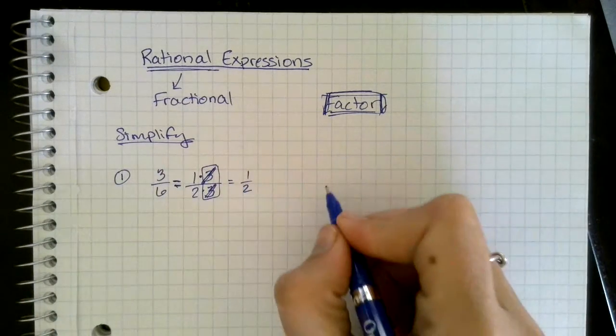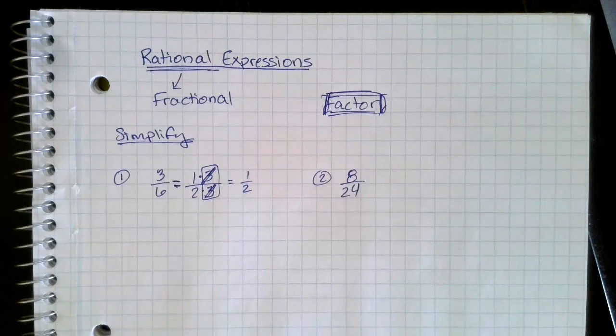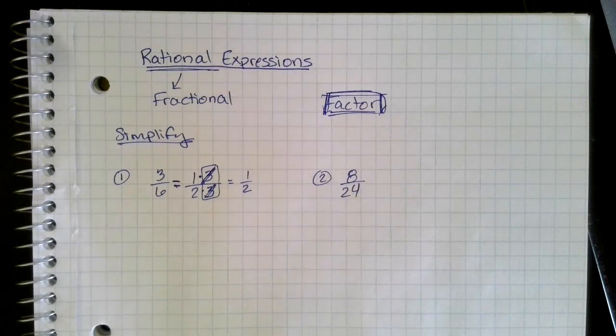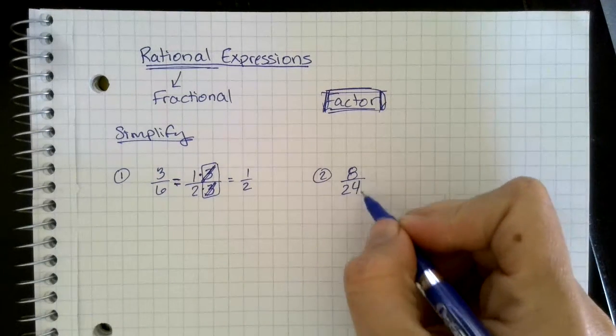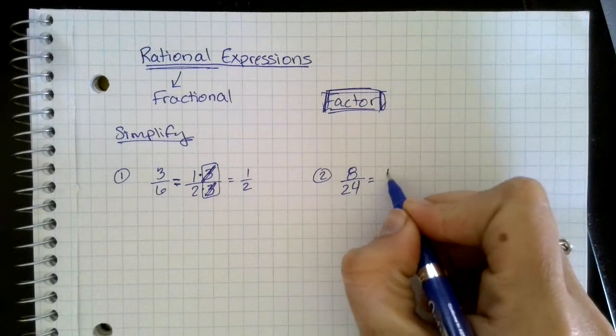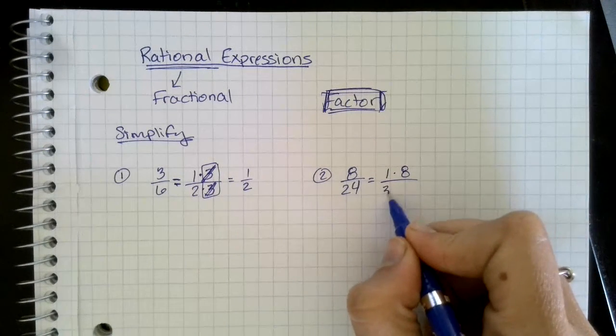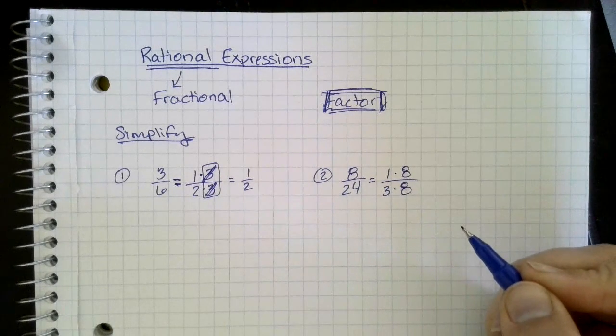Now, a second example that looks like this, let's say that we have 8/24. Now, when you factor these, especially just these basic numeric ones, you don't necessarily have to do a full factorization. For example, 8 factors down into 2 times 2 times 2. And then 24 factors a little bit more. But what I know is 8 and 24 have a common factor. So what I'm going to do is leave the top one as 1 and 8, and I know on the bottom I can factor that into 3 and 8.